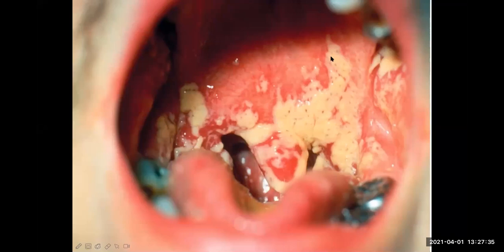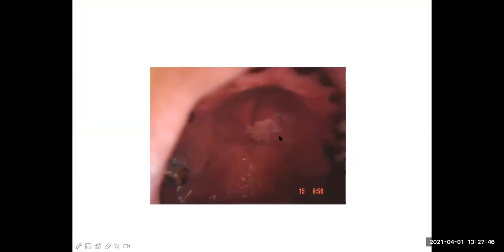Another picture. Look at this. This is the thrush, or the patches of Candida, inside the mouth. Here is another one. Here is the patch. Highly typical.